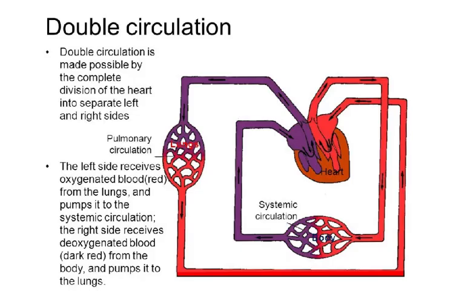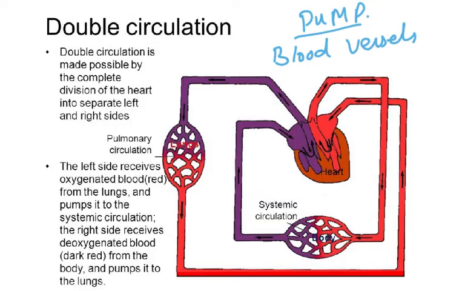Now, the first thing to understand is the double circulation. Double circulation means, number one, there has to be a pump, and then there has to be blood vessels. So a pump and blood vessels are the two things we've got to understand. But basically, the heart has to be four-chambered. One, two, three, four-chambered heart.